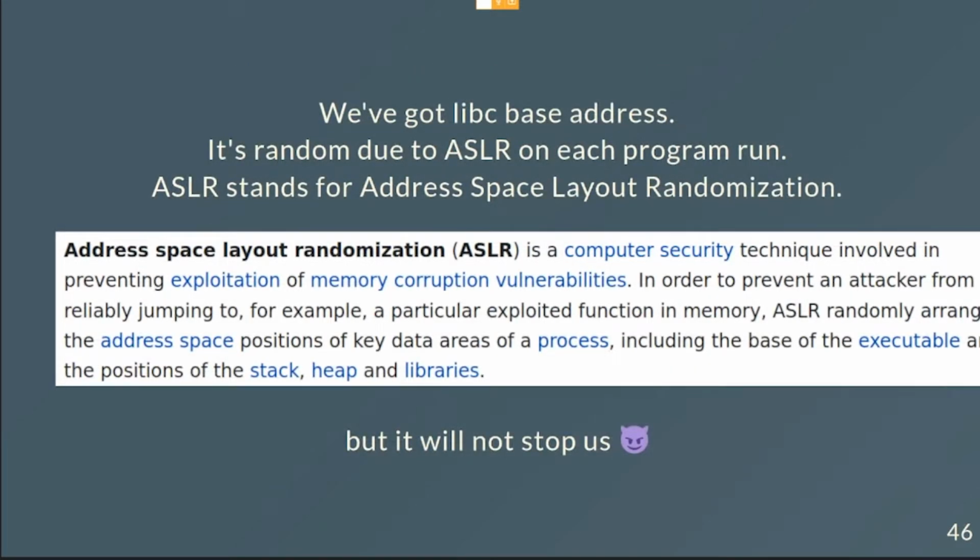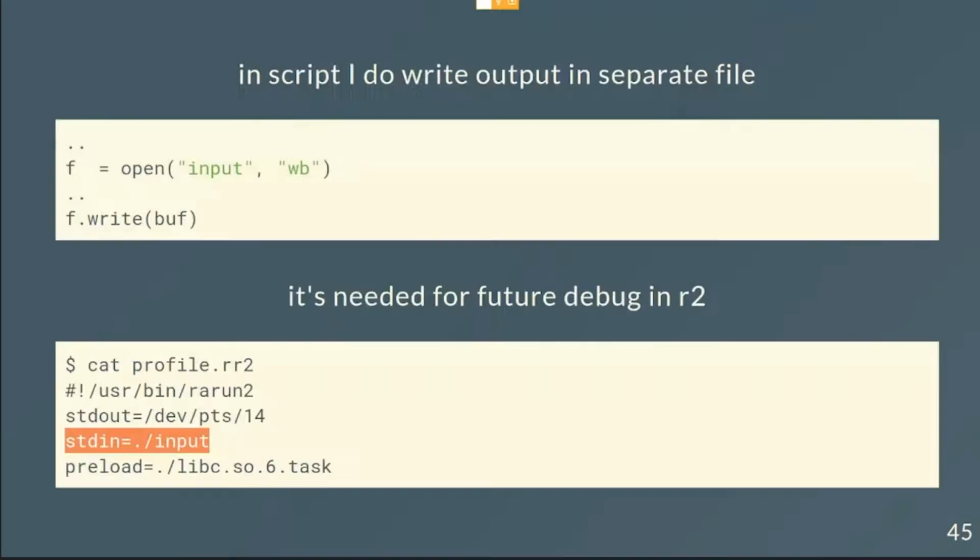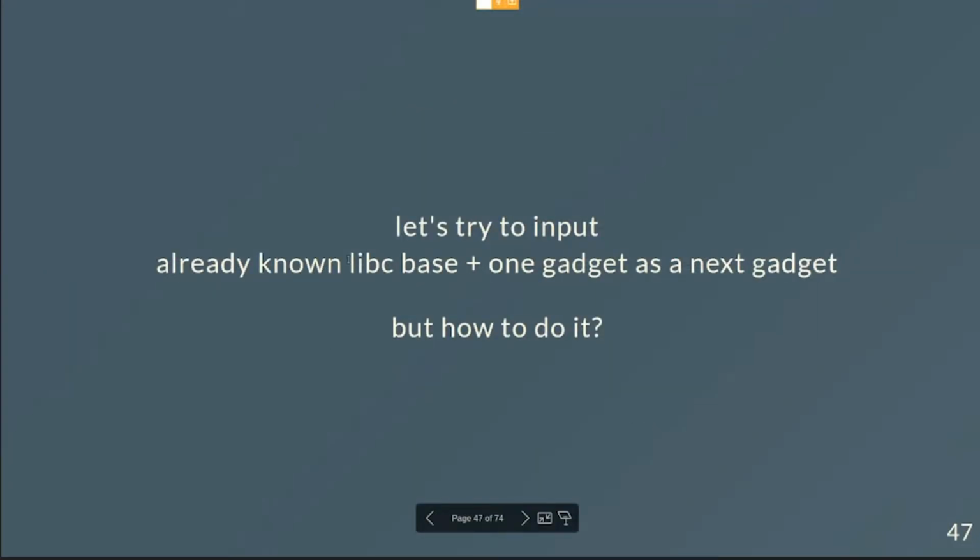About ASLR, a few words. It's address space layout randomization. That's why we need to leak libc. But this will not stop us because we can leak it. So let's try to input what we know. We already know the libc base because we just leaked it. Plus, if you add the one gadget offset to this base, you will get a shell.